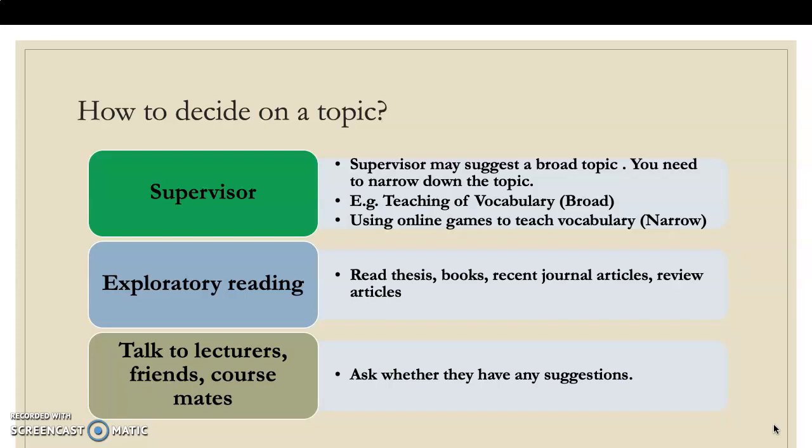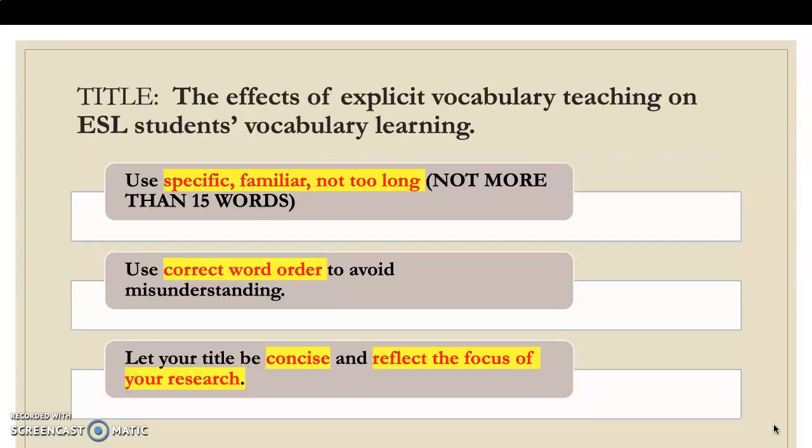All right, other than that, you can do a lot of exploratory reading. You read previous theses, books, recent journal articles and review articles, so that you can see, oh, this is the current issue, so I'm going to focus on this. Besides that, you can talk to your friends or lecturers and ask for suggestions. Now that you know what topic you're going to focus on, you need to have a specific title.